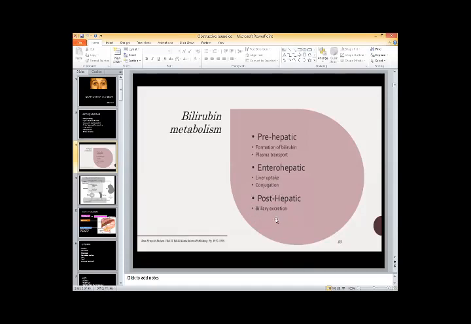And this is also called post-hepatic jaundice, also called obstructive jaundice, and this is also called surgical jaundice. The jaundice is because of some problem after the conjugation of bilirubin.